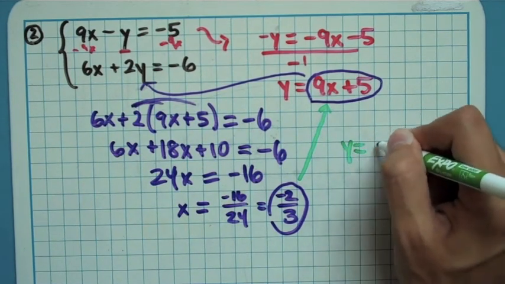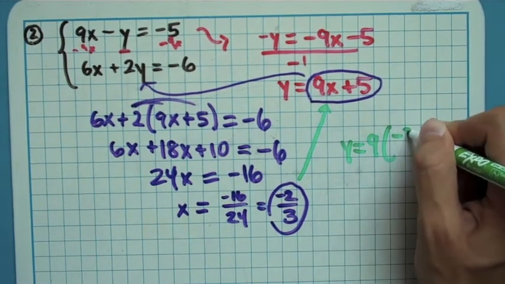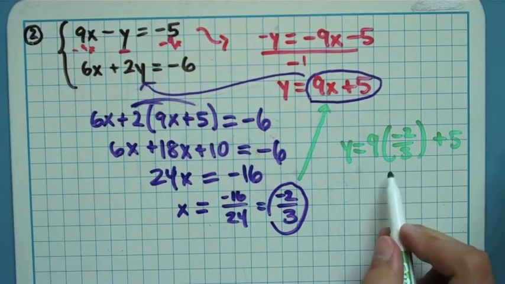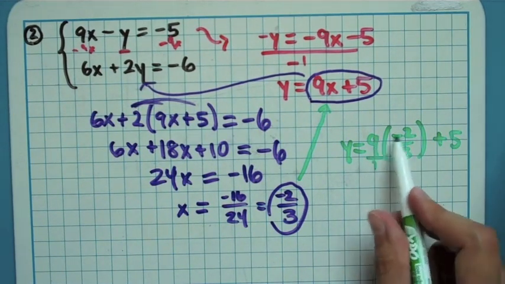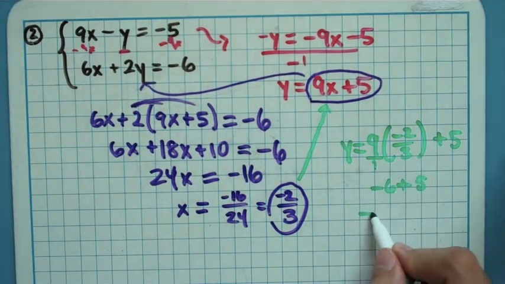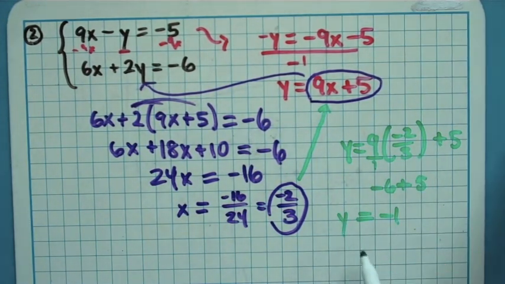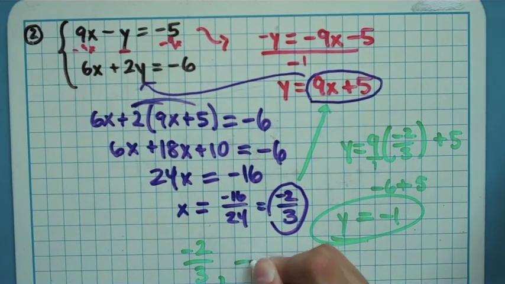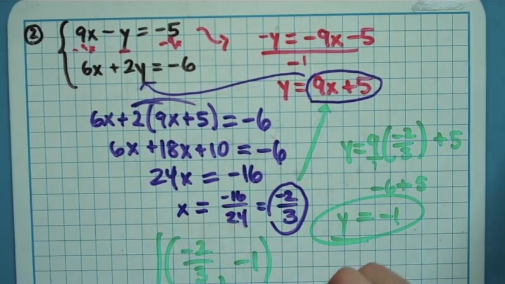So I get y equals 9 times negative 2/3 plus 5. And that's negative 18 over 3, which is negative 6. And negative 6 plus 5, I end up getting y equals negative 1. So there's my y, there's my x. I'm going to write it as an ordered pair. I get negative 2/3 comma negative 1. And I am done with this problem.